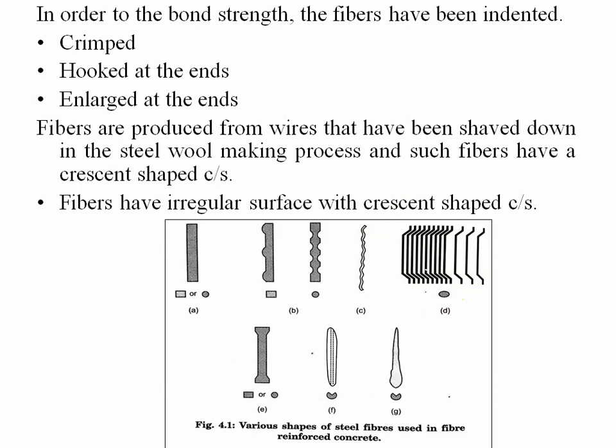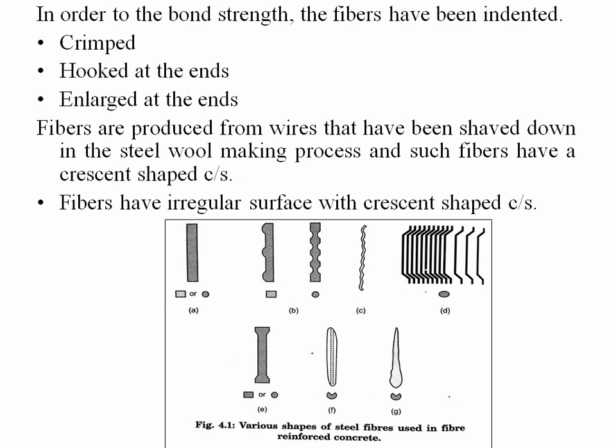Okay, and some fibers are produced from wires that have been shaved down in the steel wool making process, and such fibers have a crescent shape. You can see this one, we call it crescent shape, which has a shape like an arc, not straight. So this type of fiber we can get from wires that have been shaved down in the steel wool making process. In that process we get this crescent shaped cross section, and the fibers have irregular surfaces.